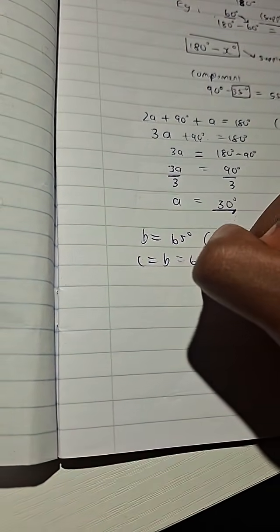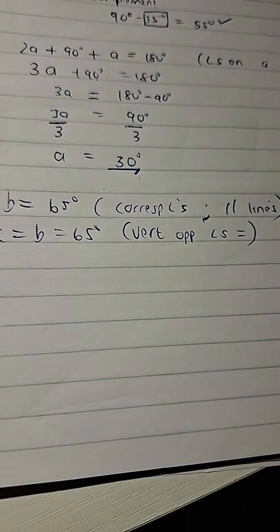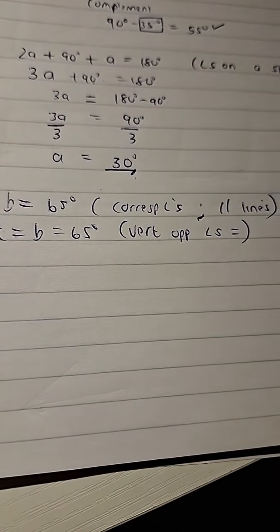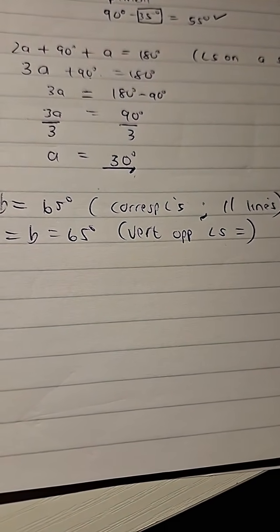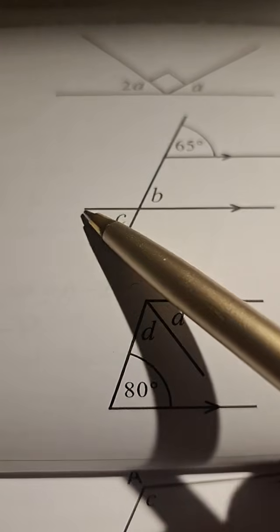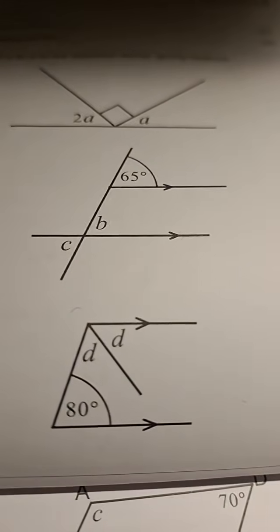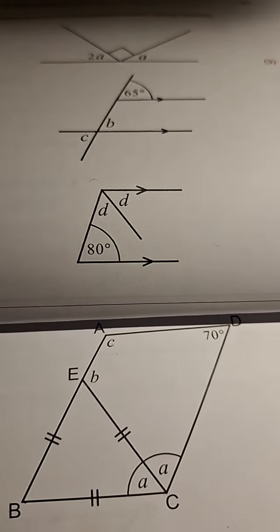You guys are 100% correct. C is equal to B, which is 65 degrees. What's the reason? I know the reason. I am a master. It's the Bagajuju angles that have come into play. Vert op angles equal. That is the reason. Okay, let's move on to the next diagram.